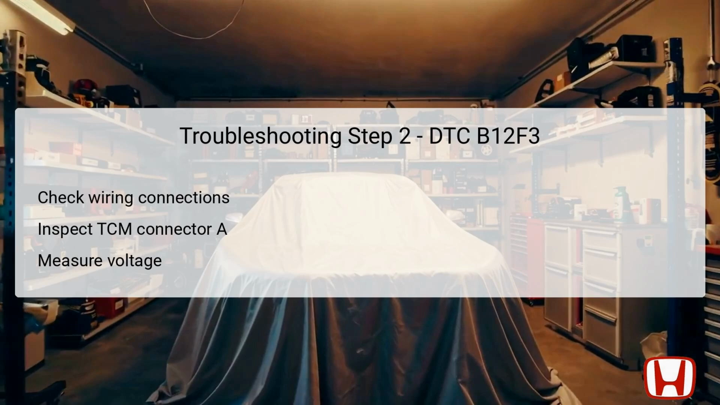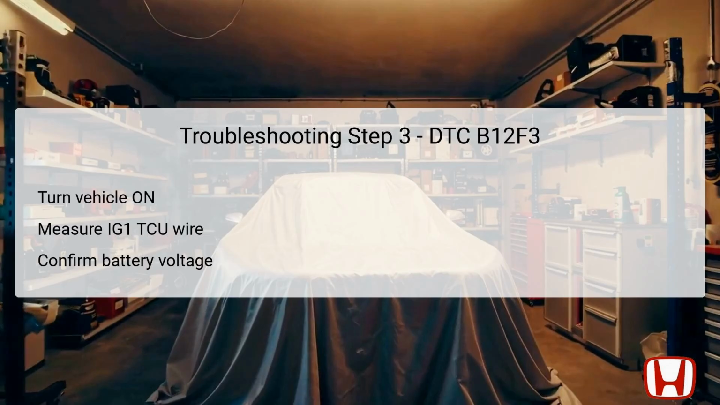Confirming the presence of battery voltage at these points indicates that the primary wiring for TCU connections is intact, thus allowing you to proceed to check further potential faults. If battery voltage is absent, this indicates an open circuit or high resistance in the wires, which will require immediate repair. For troubleshooting step 3, transition the vehicle to the on mode.